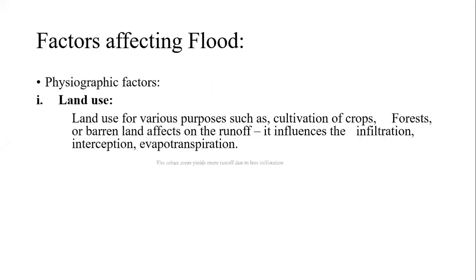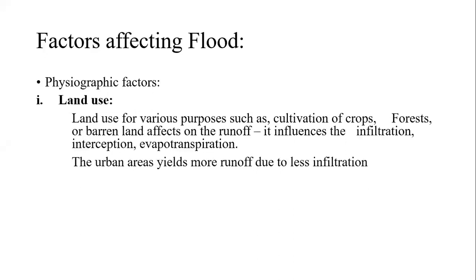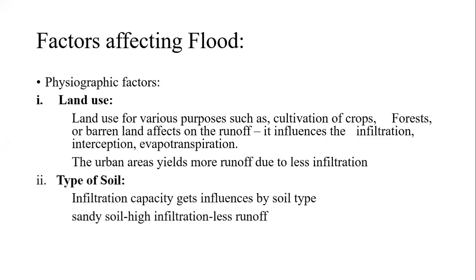Then physiographic factors, land use, that is land cover, etc. As we have already discussed those parameters, I am moving hurriedly over them. Land use for various purposes such as cultivation of crops, forest, etc. If cultivated land is there, in that case there will be fewer chances of floods or delayed floods, we can say, due to the obstruction, and vice versa. Types of soils that have a higher infiltration rate will absorb more and more water and there will be less chance of flood, and vice versa.